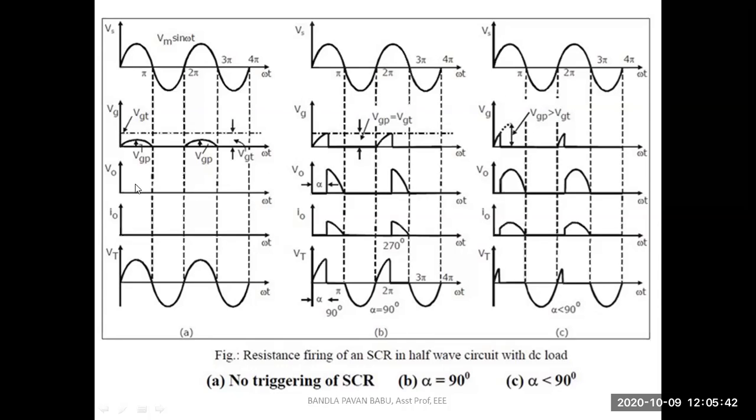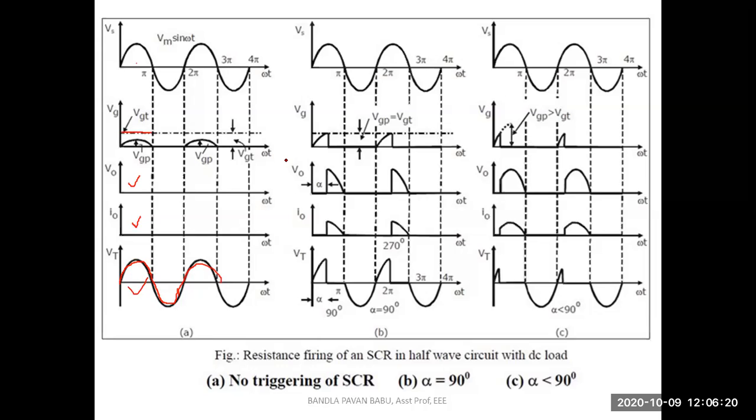That is the reason why here there is no waveform for V naught and I naught. Completely the input fed to the circuit appears across the thyristor. Whatever the input is, that is blocked across the thyristor, so that condition is the forward blocking state. That is the reason the input appears as is across the thyristor. There is no output voltage and no output current because the gate current is not sufficient.